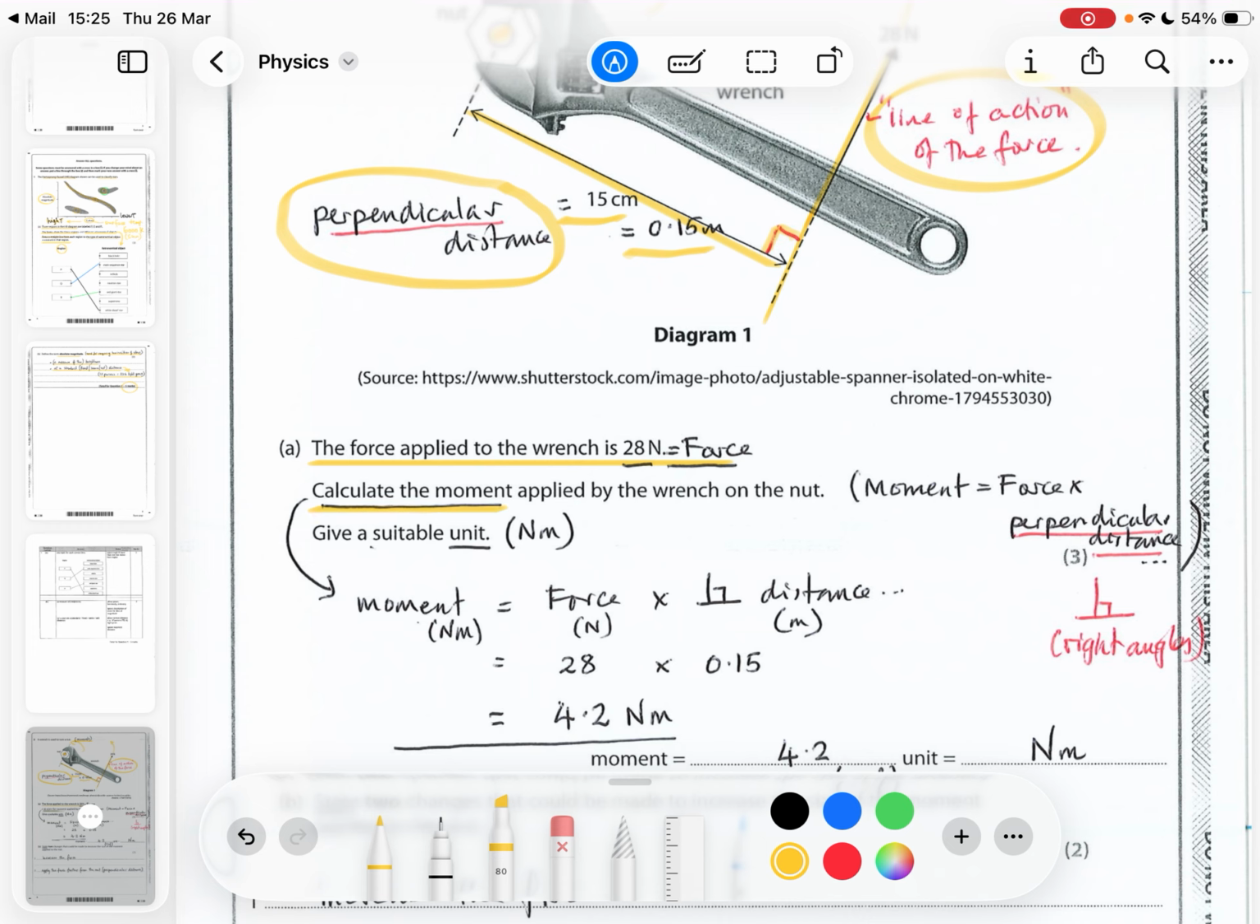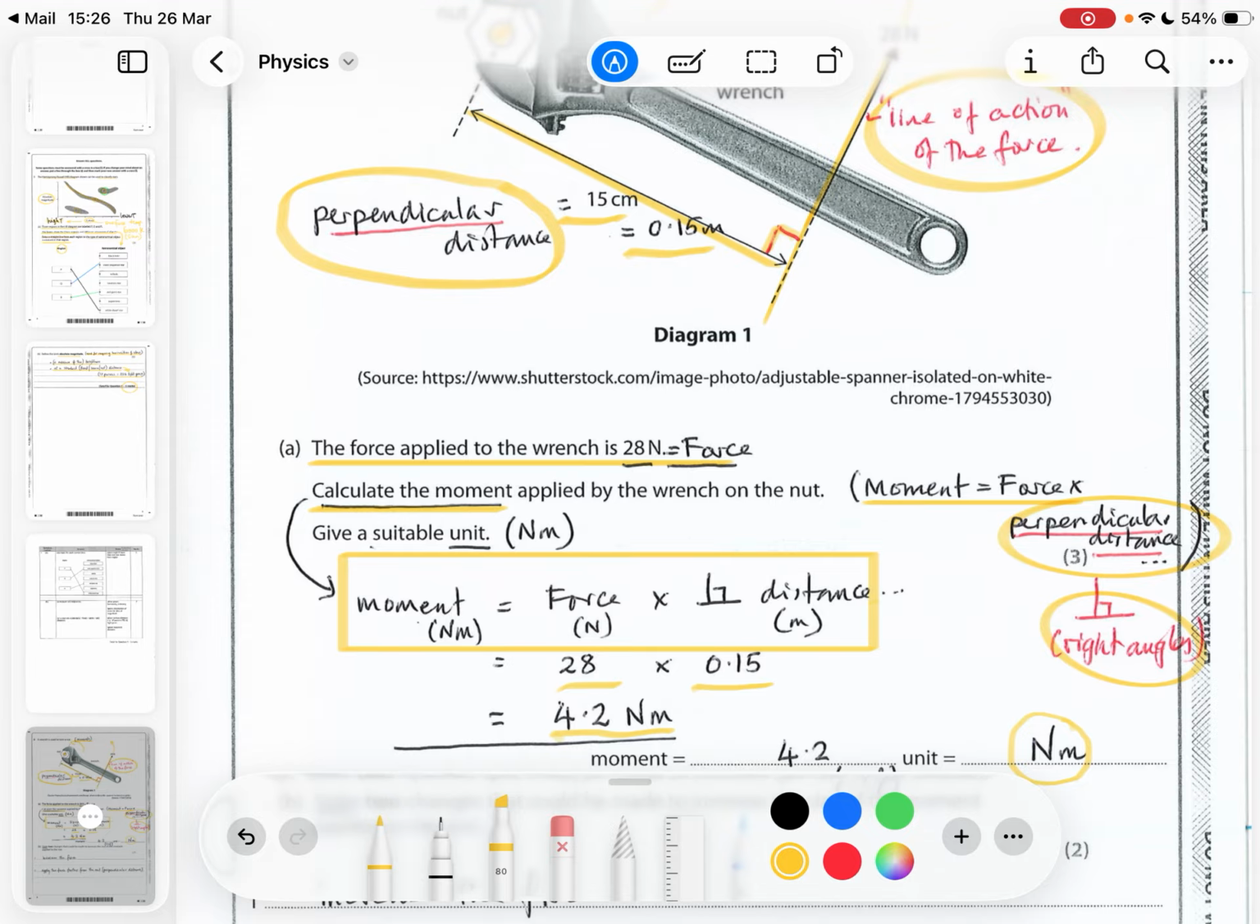So remember, moment is force times the perpendicular distance that I just explained to you, which means at right angles to the line of action of the force. So then you put those numbers into this equation, and you're going to get the answer: 28 times 0.15 is 4.2 Newton meters. The unit for moments is Newton meters.